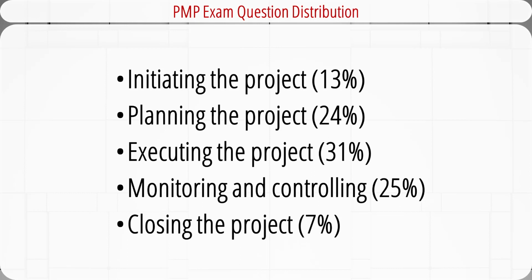The percentage distribution of the exam questions in each project management process is shown here. 13% of the questions will be related to initiating the project. 24% will be related to project planning, and so on. The questions are randomly generated from a database containing hundreds of questions. The questions may jump from topic to topic, and a single question may integrate multiple concepts.